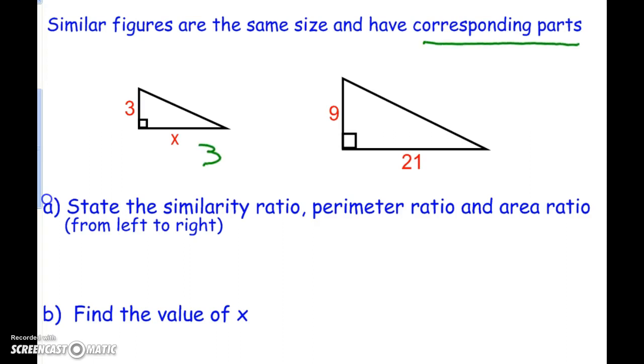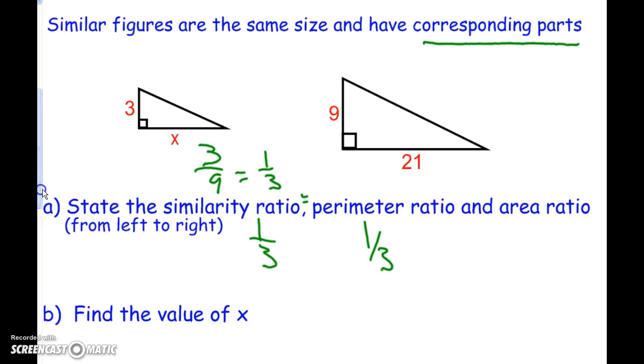So 3/9, which is also 1/3. It has a scale factor or similarity ratio of 1:3. In other words, the triangle on the right is 3 times as big as the one on the left. The perimeter ratio is the exact same. They are equal. So the similarity ratio is 1/3. The perimeter ratio is also 1/3.